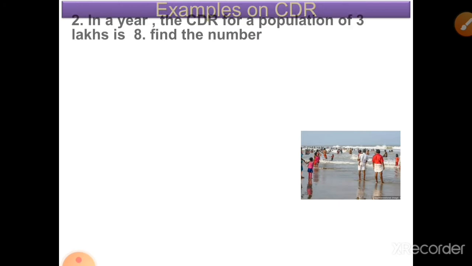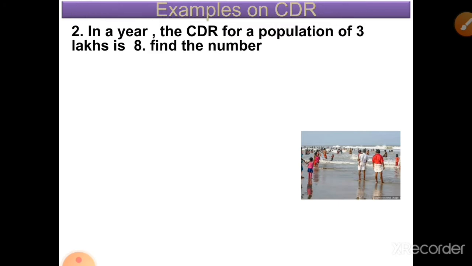Let us solve the second example. In a year, the CDR for a population of 3 lakhs is 8. Find the number of deaths. It is a very important example for 2 marks.